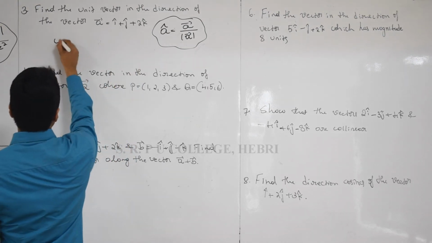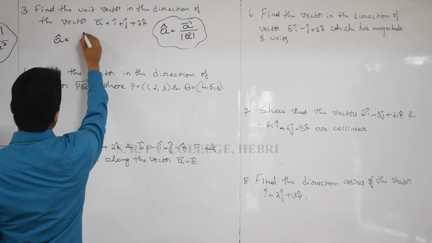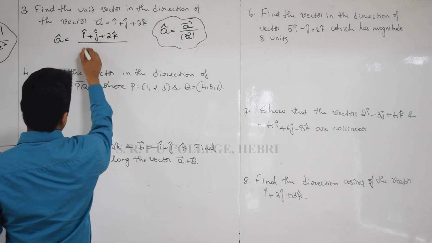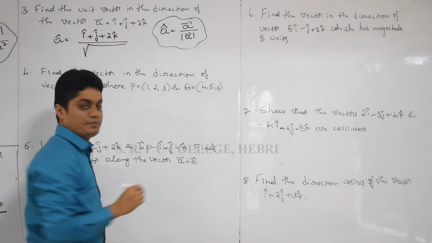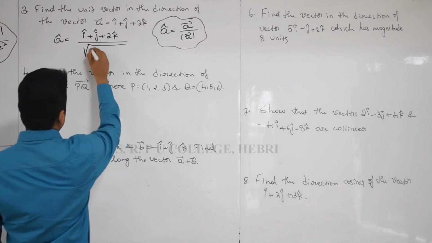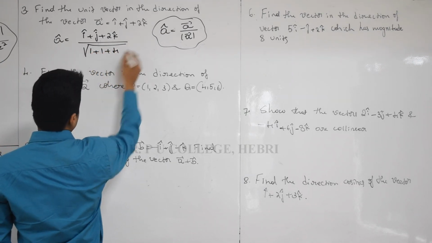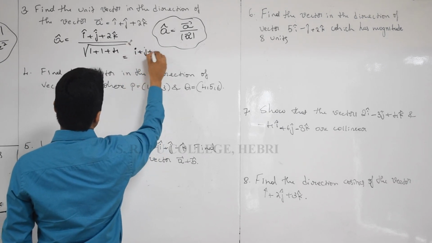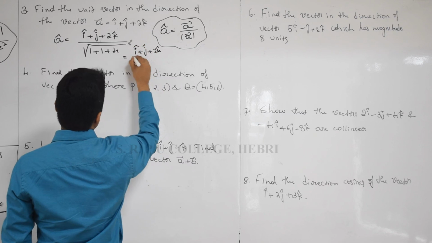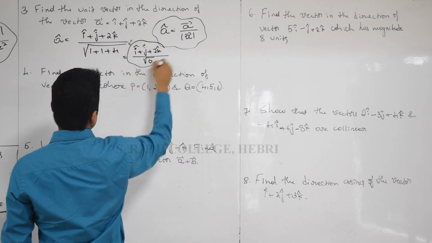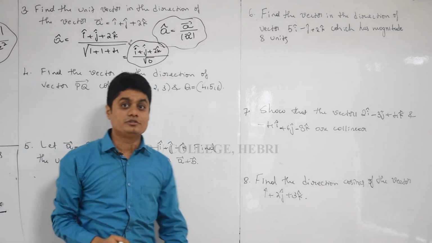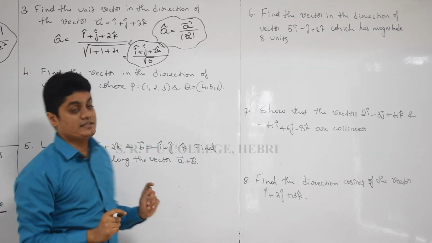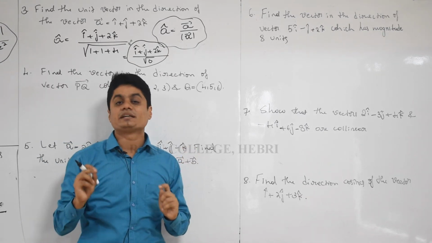So apply the formula. a cap is equal to i plus j plus 2k divided by the magnitude of i plus j plus 2k. You know the magnitude of i plus j plus 2k? 1 plus 1 plus 4. Correct? So this is equal to i plus j plus 2k divided by root 6. That is the answer. The formula is very important, and this question is also important for 1 mark. Remember that: unit vector in the direction of vector a is vector a by its magnitude.